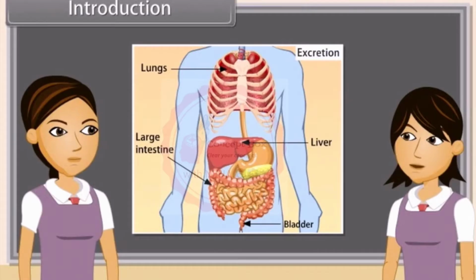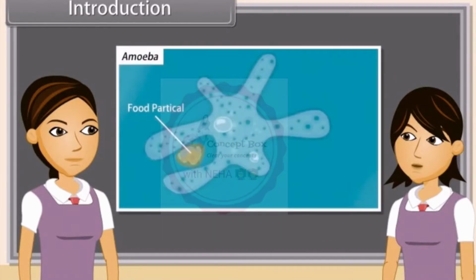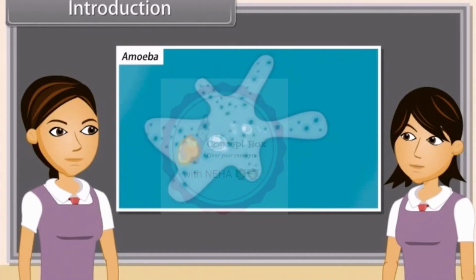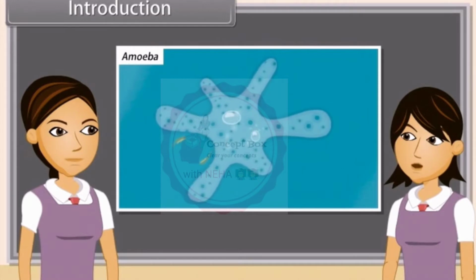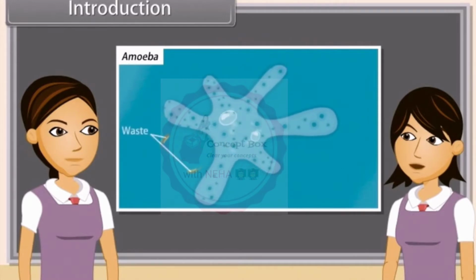Removal of these harmful metabolic wastes from the body is called excretion. The process of excretion is different in different organisms. Unicellular organisms remove these wastes by simple diffusion from the body surface into the surrounding water. For example, in amoeba, it is done through the plasma membrane, while complex multicellular organisms use specialized organs to perform the same function.